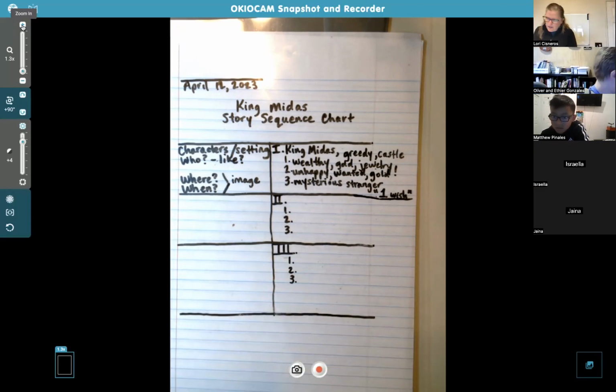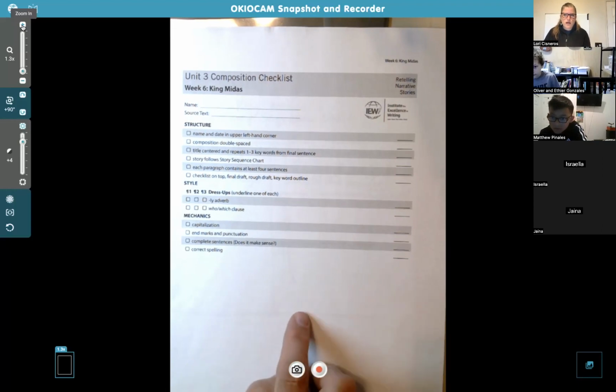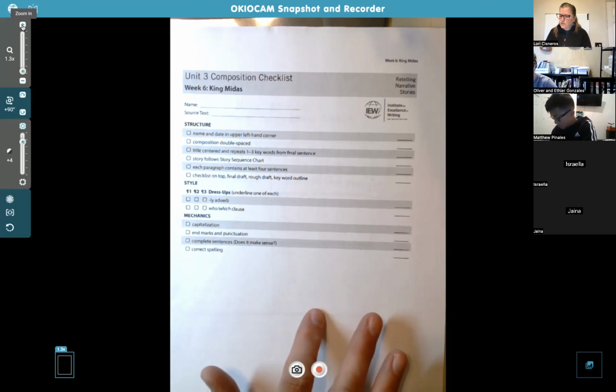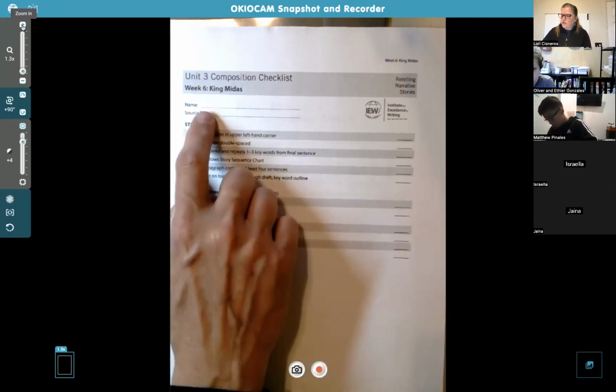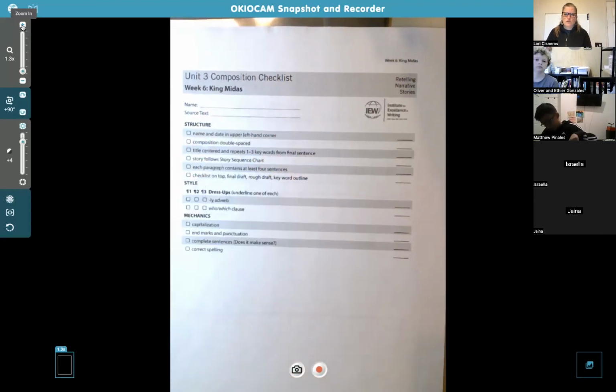So let's just take a peek at that, since you're going to be working on your paragraph here. So this is page 51. So let's look at page 51, the checklist. This is how I grade your work. So remember, this is super important to have with you when you're writing your paragraphs. Plus, I do like it when you add it to your assignment on Google Classroom, so I can see that you're working with this too. The top part here, you can write in your name, and the source text is King Midas. You can write those in on yours.